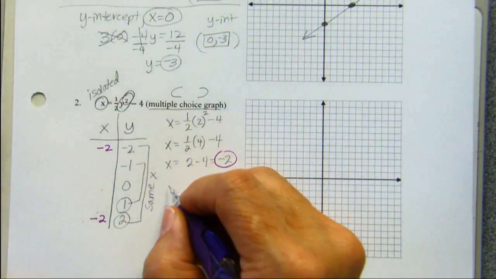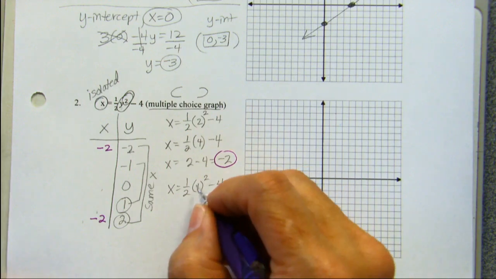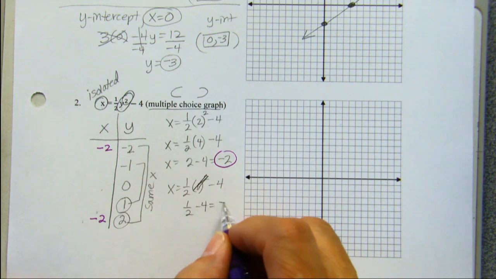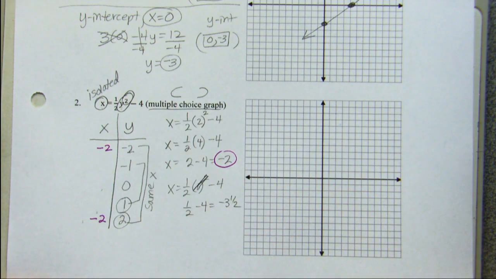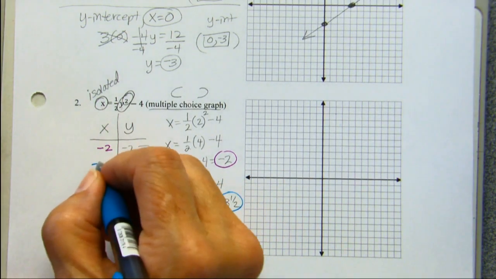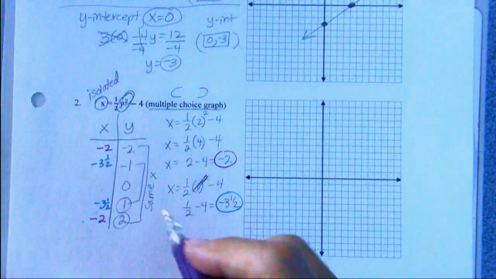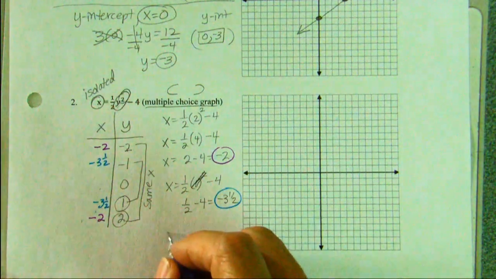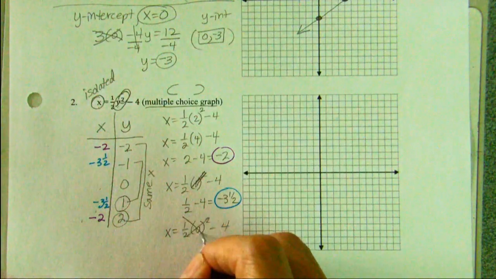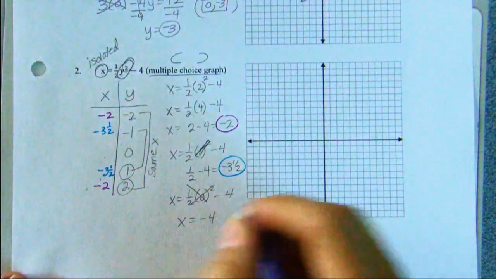Then I'm going to plug in a 1. x equals 1/2 times 1 squared minus 4. 1 squared is just 1. So 1/2 minus 4 is negative 3 1/2. And it'll also be negative 3.5 on negative 1. And then x equals 1/2 times 0 squared minus 4. And that whole first term is gone because of the 0. And you get x equals negative 4.